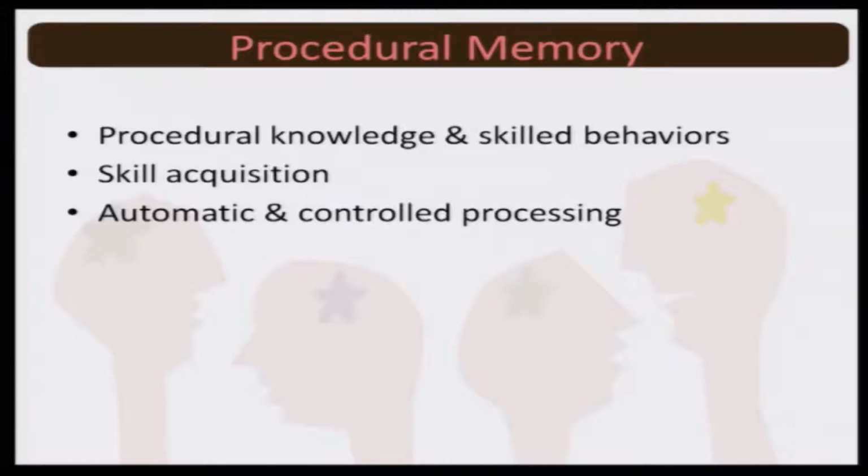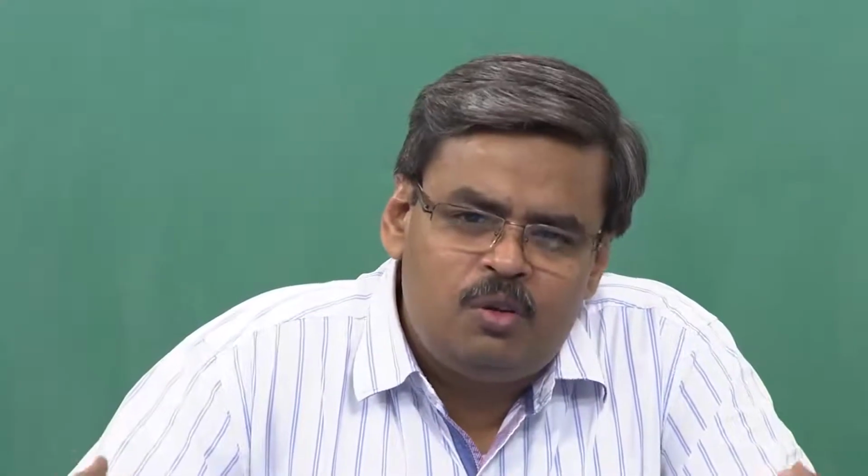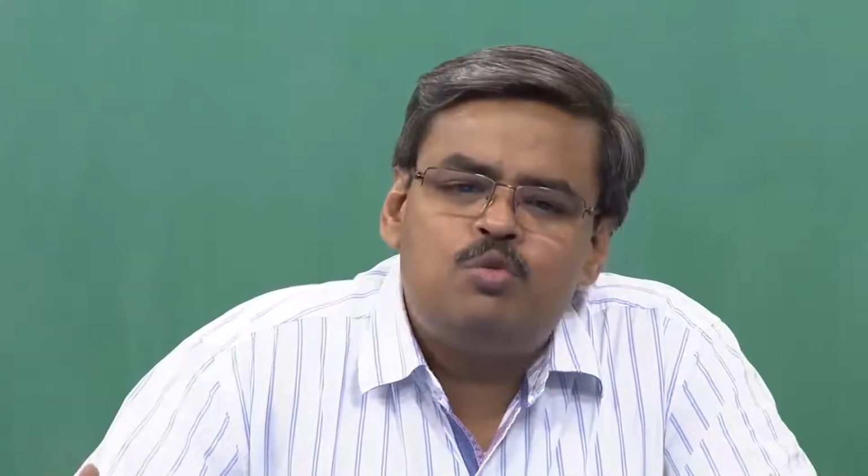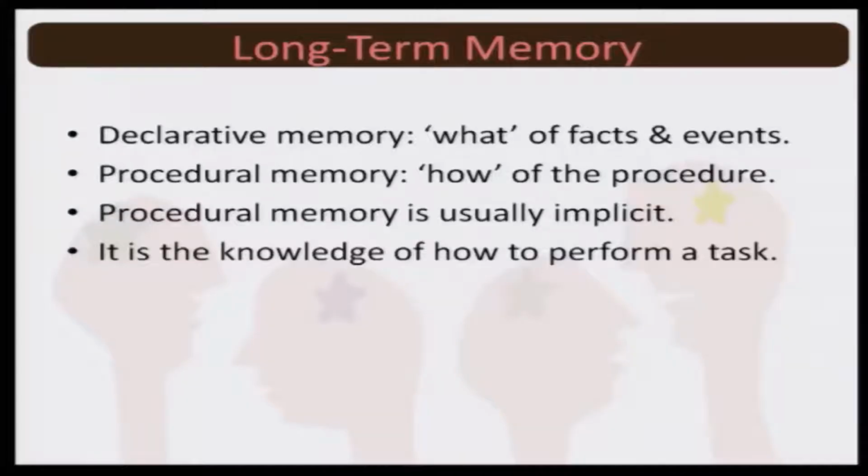So, when we acquire a skill and gradually we realize that the whole process that we have learned for a particular type of operation becomes too automated, and we have developed a control, a mastery over the process, that is called procedural memory. Now, declarative memory is basically the what, of the facts and the events, whereas procedural memory denotes the how, of the procedure, and therefore procedural memory is usually implicit in nature.